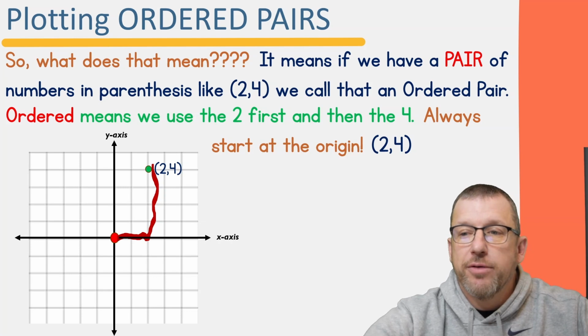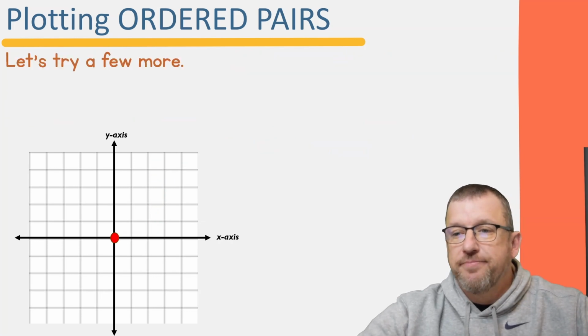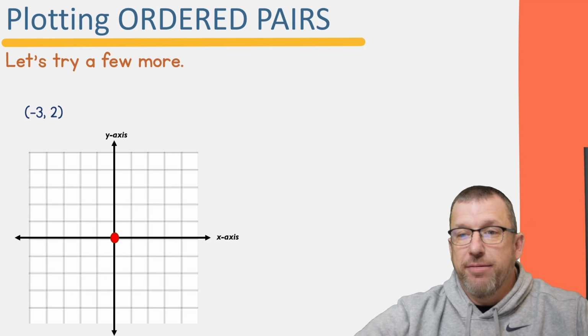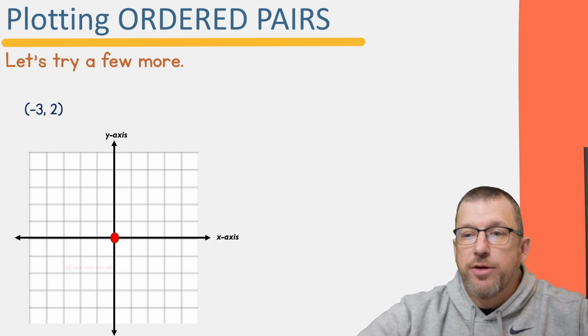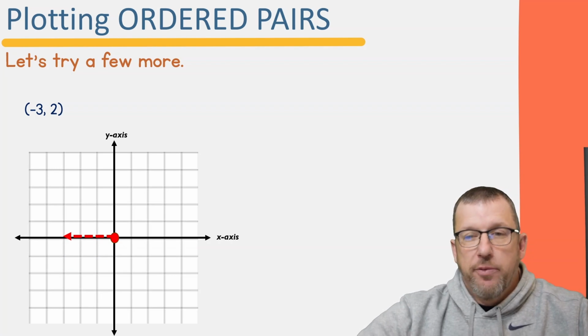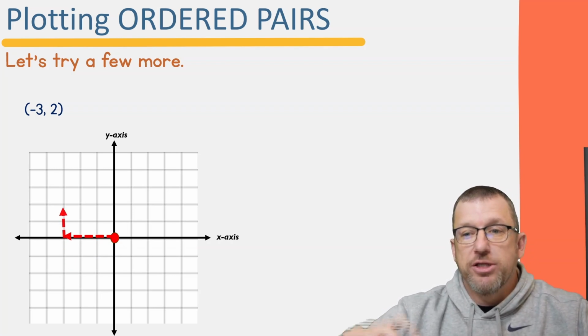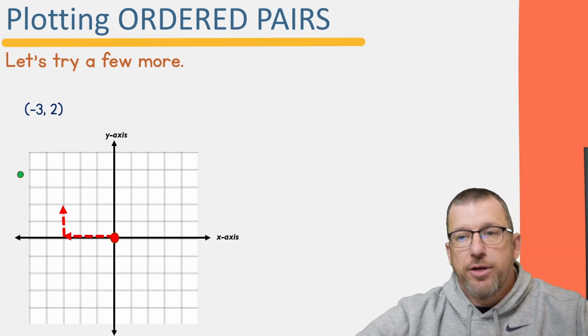Run 2, jump 4. Okay, let's try some more. Okay, so first, remember, run and jump. So I got -3, 2. We're going to run a -3, which means we're going to run backwards because it's a negative number. And we're going to jump 2. That's a positive number, so we're going to jump up. And that's where our point goes.